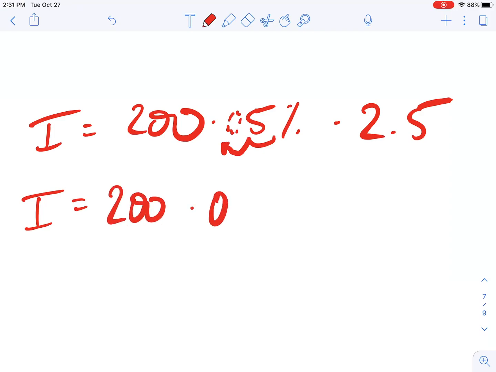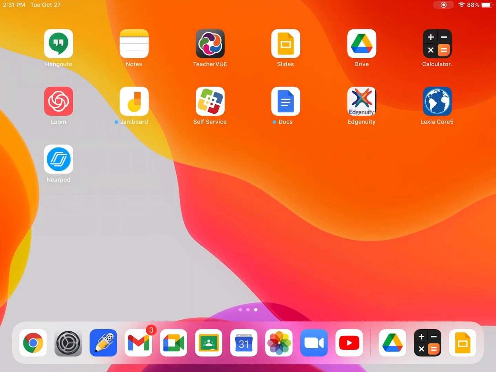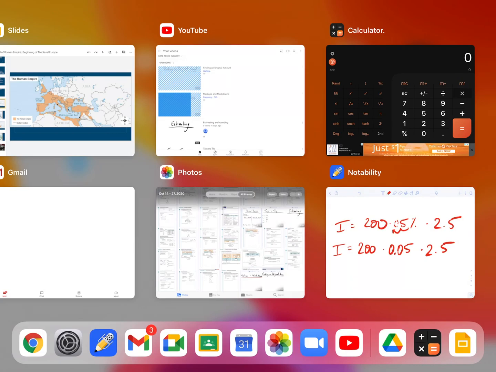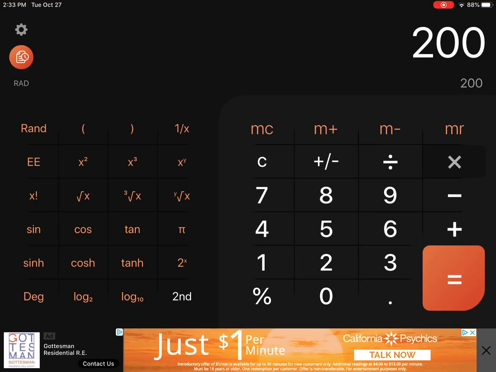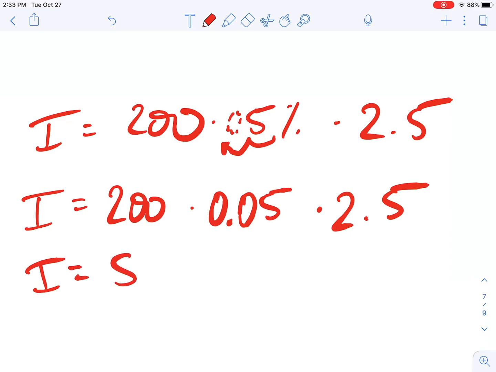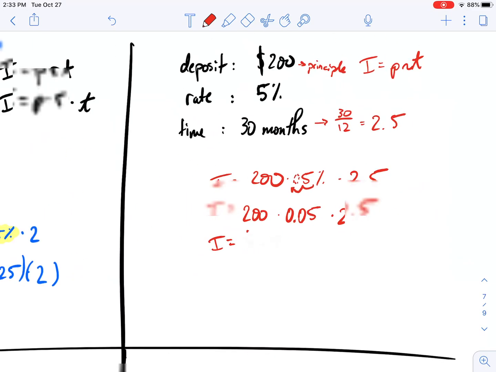Now remember, we need to convert the percent into a decimal, so 2 times to the left. So we have 200 times 0.05, not 0.5, 0.05 times 2.5. So we're going to figure out our interest. Okay. 200 times 0.05 times 2.5. That's $25. So I equals 25, the interest is $25.